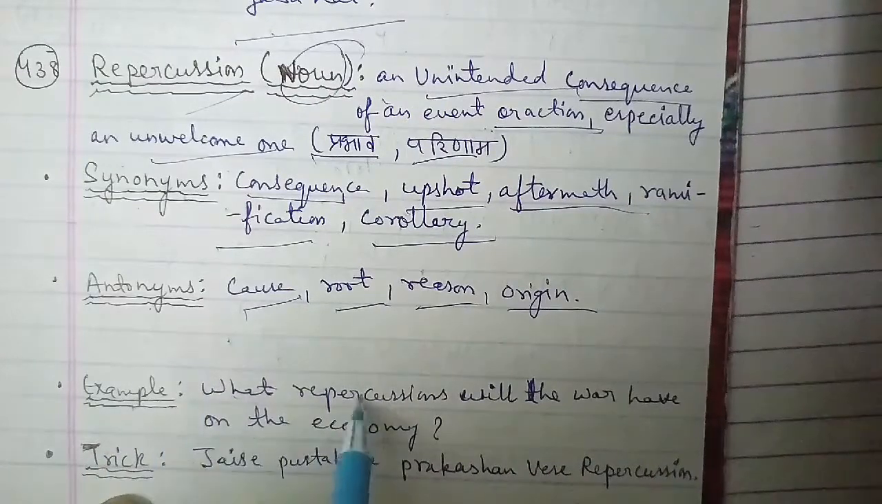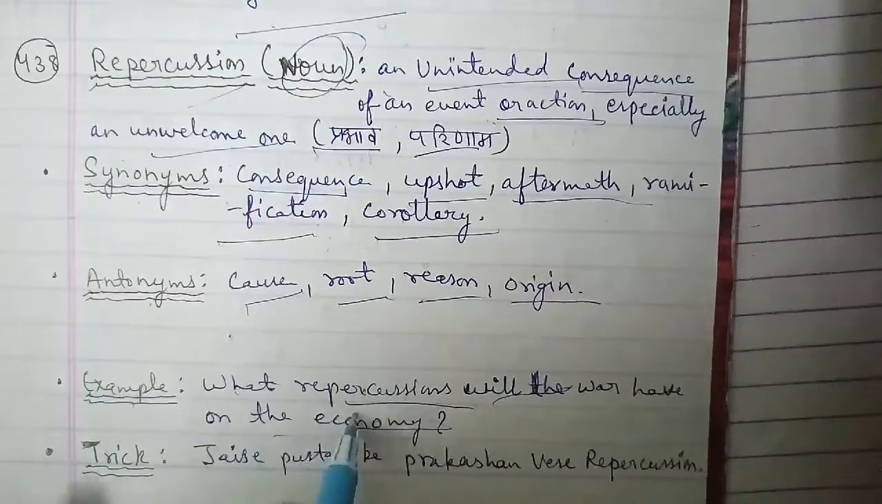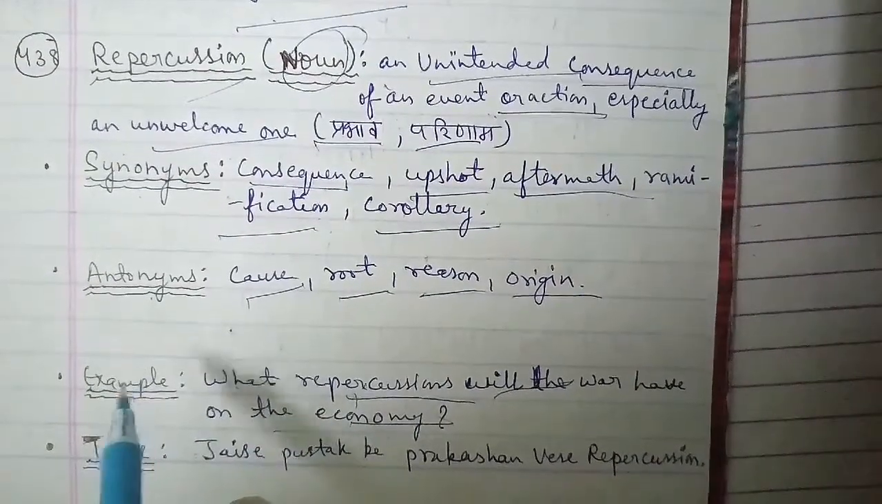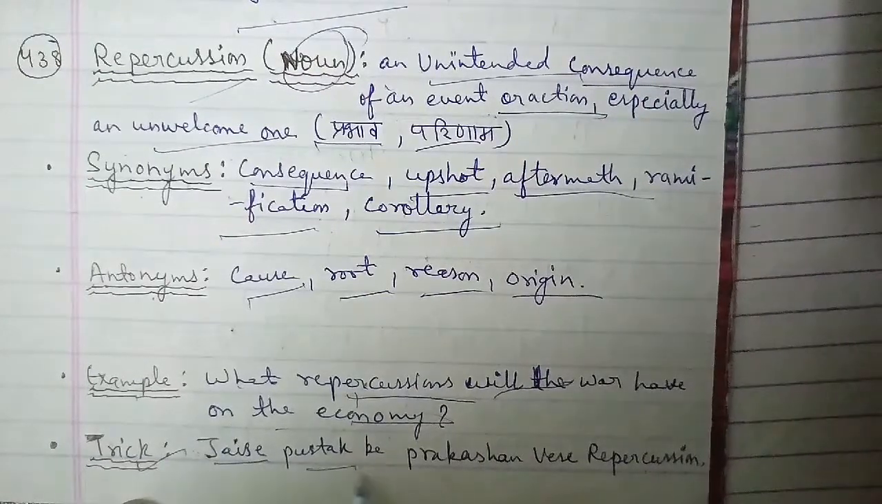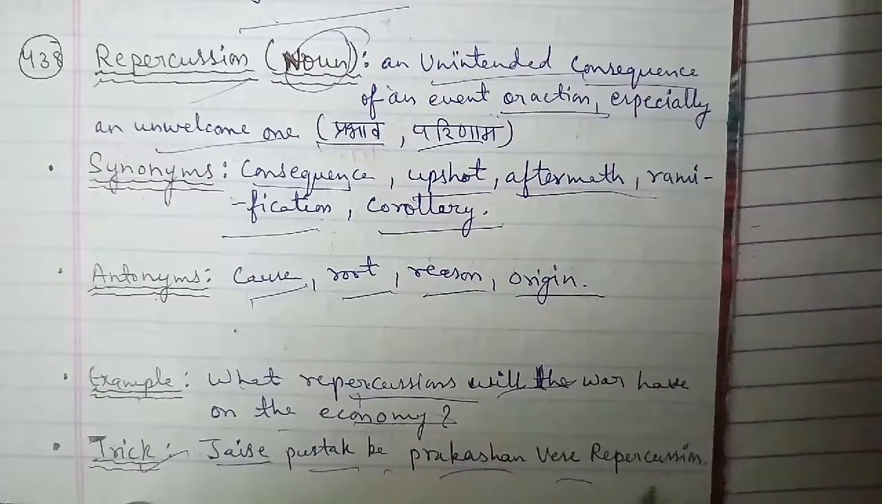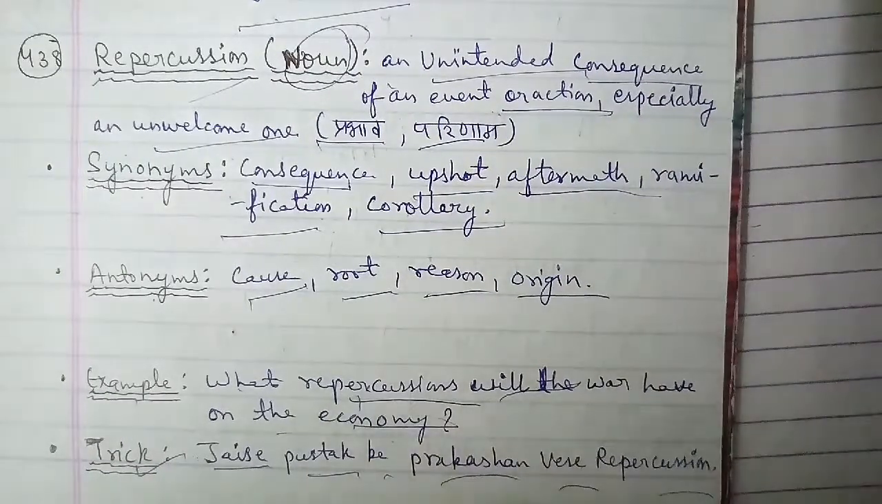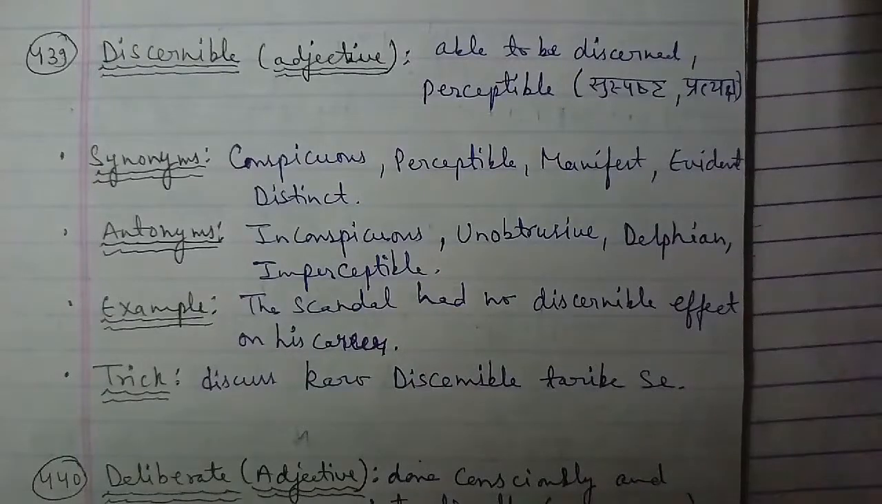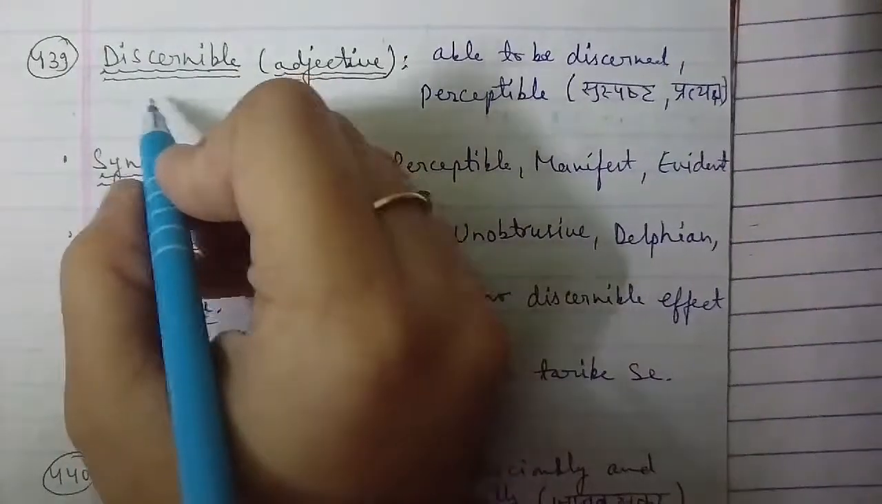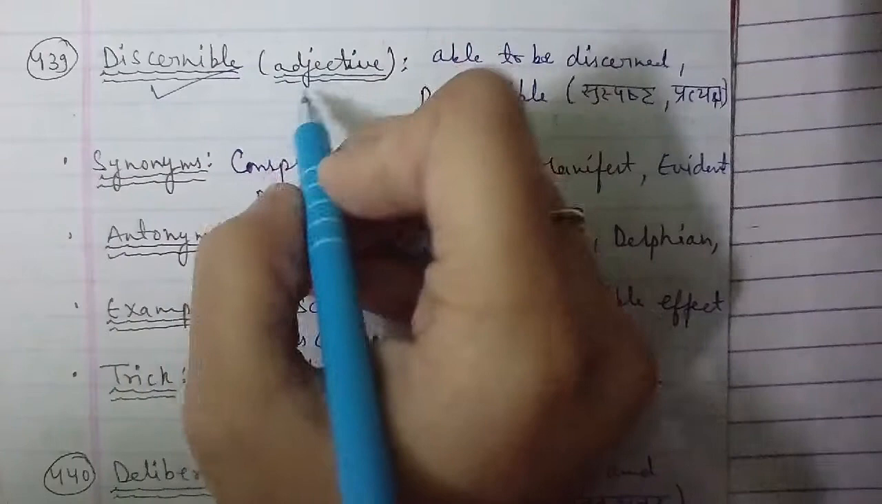Now talking about the next word, that is the 440th word, that is deliberate. Deliberate is a word that is used as an adjective here, and the meaning of deliberate is done consciously and intentionally. जिसे हम कहते हैं जानबूझकर करना, तो then you can use the word deliberate there. The synonyms of deliberate here are intentional, purposeful, premeditated, and conscious. The antonyms of deliberate that we have here are accidental, inadvertent, fortuitous, and unintended.